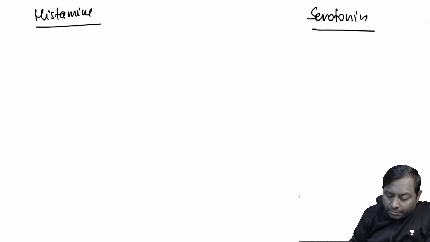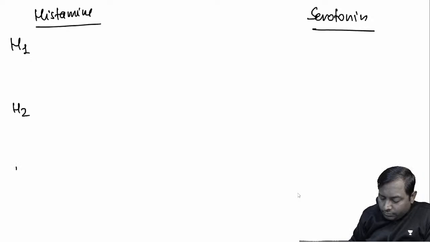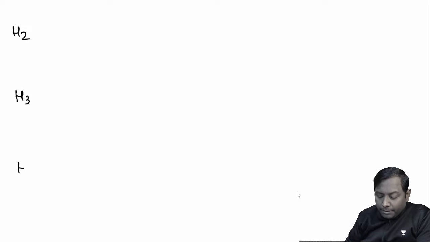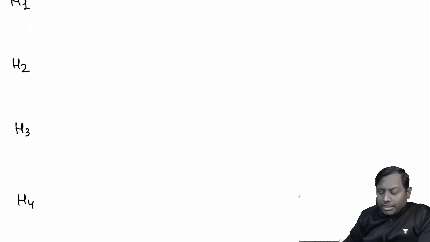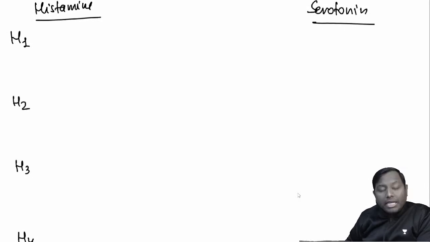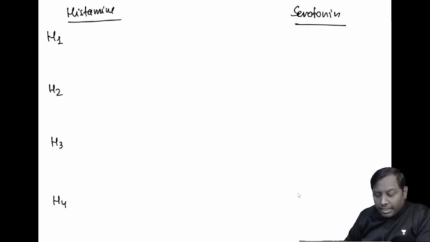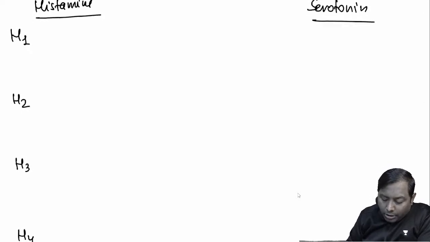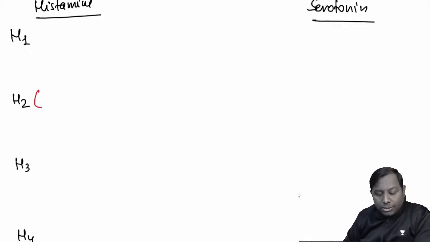Histamine will be acting via receptors like your H1, H2, H3 and H4. This is what we have: H1, H2, H3 and H4. What is the associated receptor through which they are going to work? Which of the following is going to act via GS among the following? H2 is the only one that is going to act via GS.